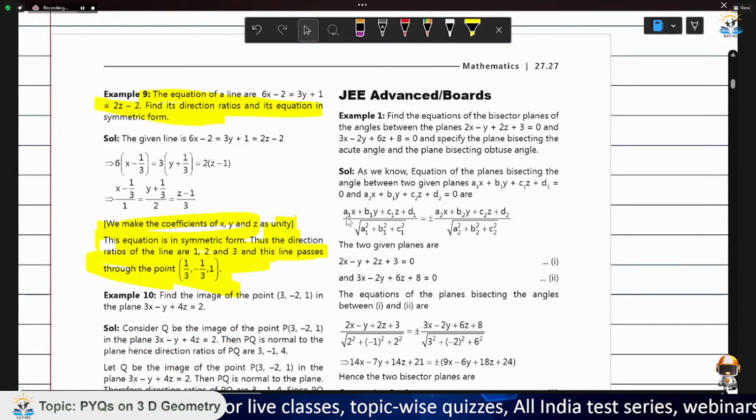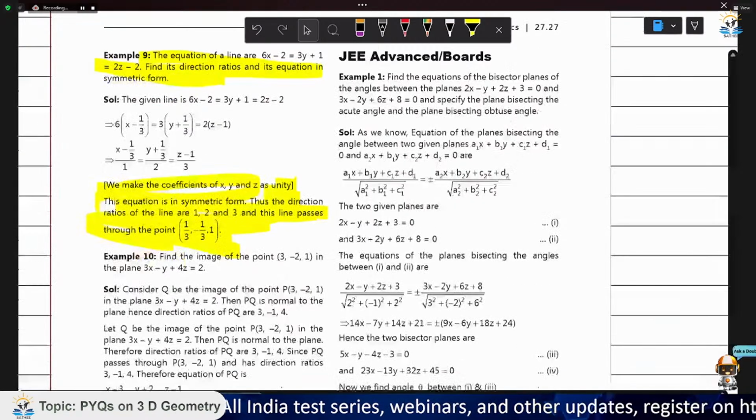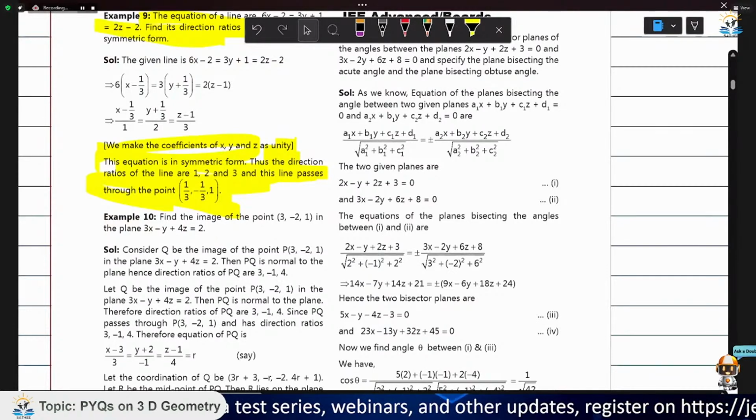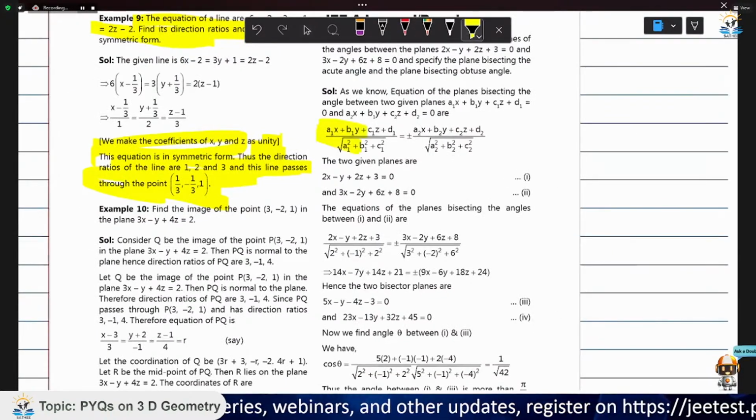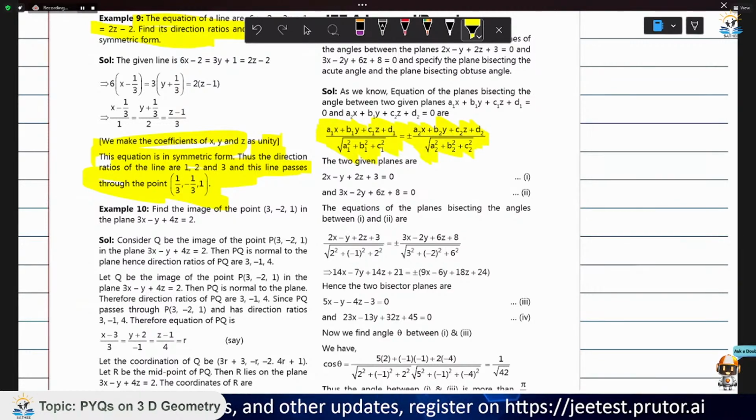Example 1, find the equation of the bisector planes of the angle between these and specify the plane by setting the acute and the obtuse. So again, it is a very formula based question, guys. I'm telling you, 3D geometry is all about formulas and it can really suck you up. Personally, I didn't like learning a lot of formulas either. I just wanted to go with my logic and solve the question. But in 3D, you cannot do that. So you'll have to learn formulas.